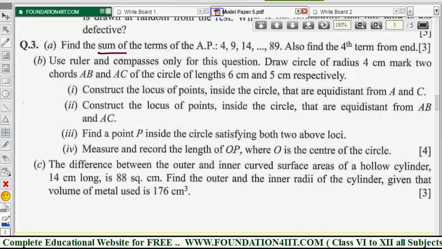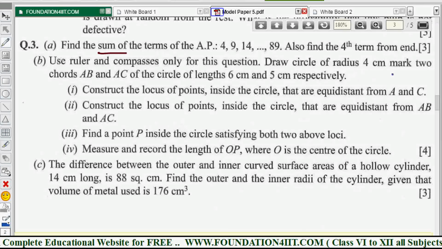Use the ruler and compass only for this question. Draw the circle of radius 4 cm. Mark two chords AB and AC of the circle of length 6 and 5 cm respectively. Then from this, construct the locus of the points inside the circle that are equidistant from A and C. You can construct the locus of the points inside the circle equidistant from AB and AC.